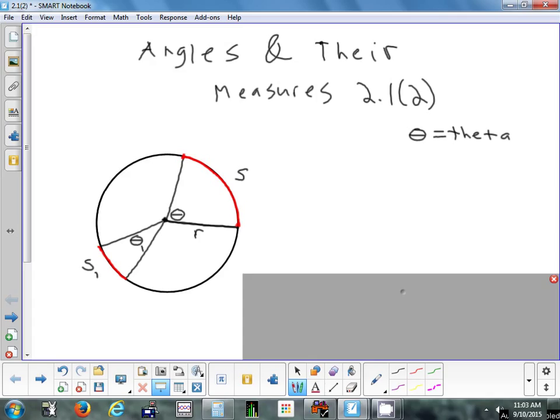All right, so because the arc size and the angle size are directly proportional to each other, we can set up a proportion. And that's what we're going to do. We'll set up a proportion, and our goal is to somehow get a formula that will tell us what the length of the arc is. So we're going to come up with a formula that gives us the length of an arc in a circle.